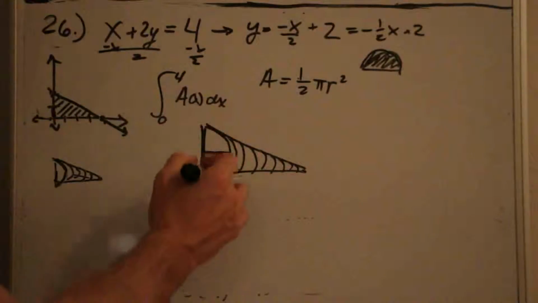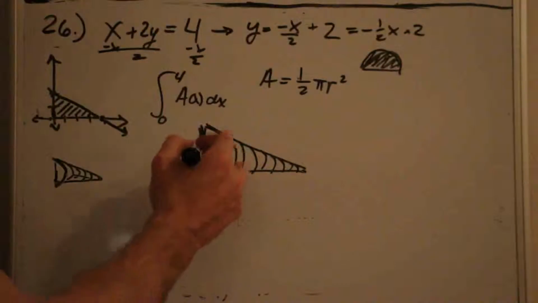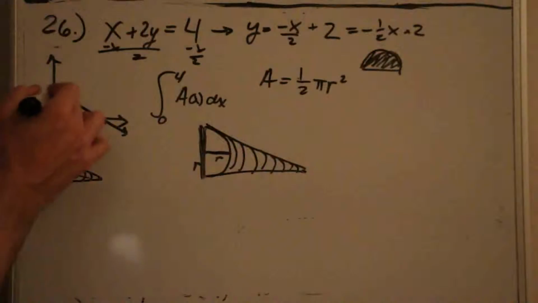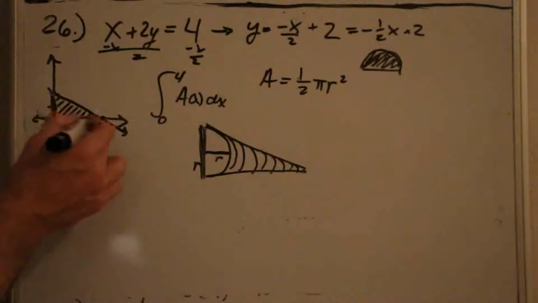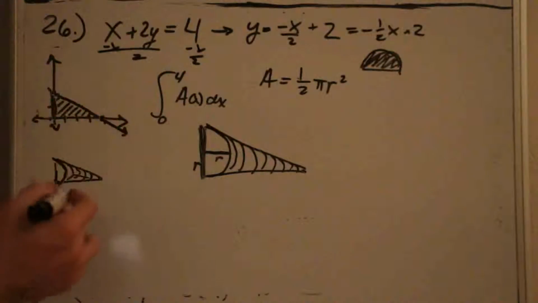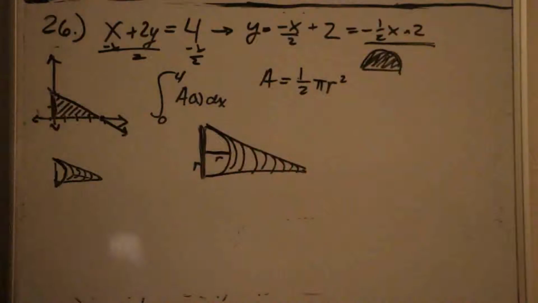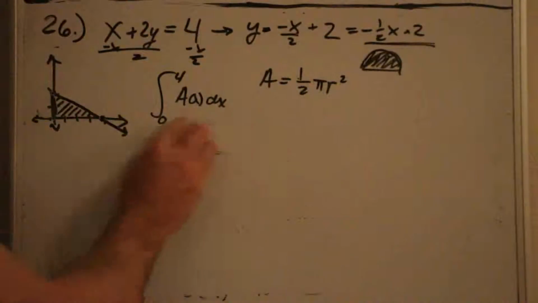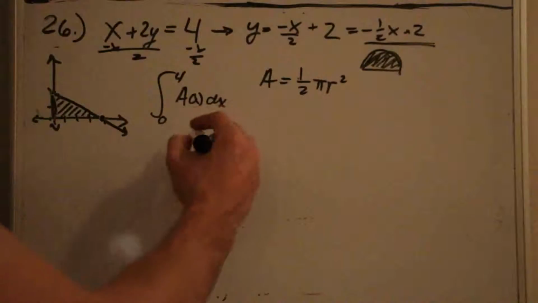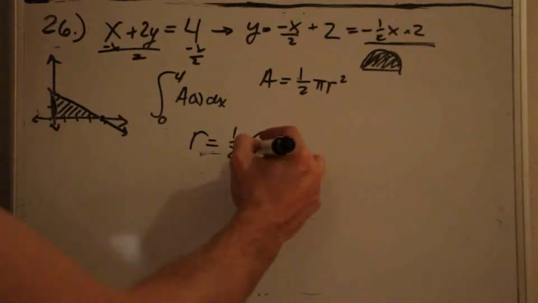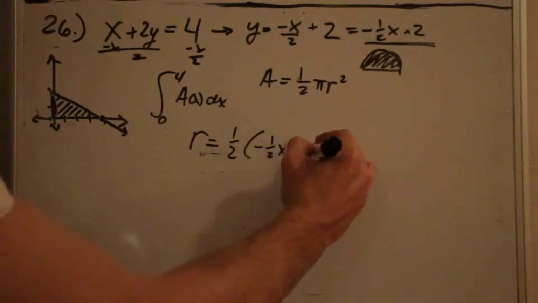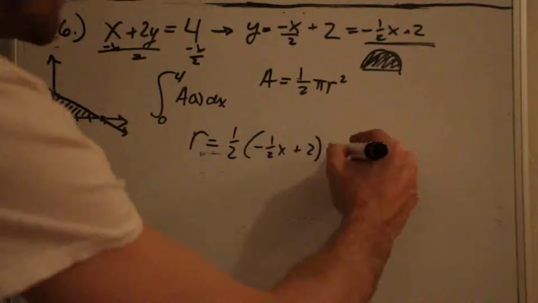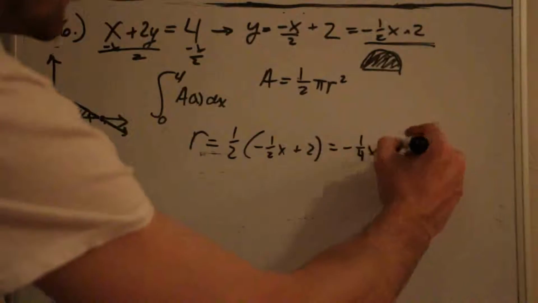So if this is the region here, this is the height of the region, and the radius is half of this height. To get that height, what is that? Well, that's just my function. At each different value of x, the height is my function at that x. Well, that's this function right here. So if my radius is half of the function, then my radius equals 1/2 of negative 1/2 x plus 2. Bringing that 1/2 in, this becomes negative 1/4 x plus 1.